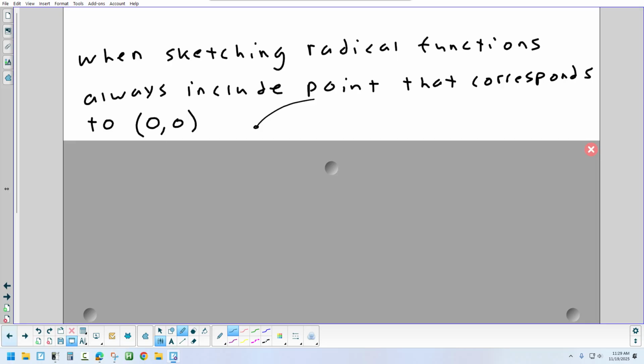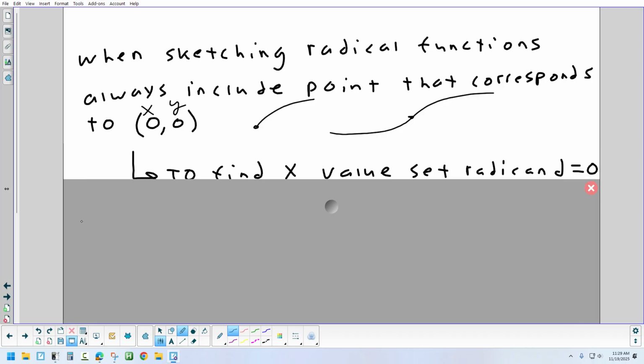If you're doing an odd root, odd roots look more like that. We've got to find the new center point. So I'm going to show you how you find the new start or center point when you're doing a sketch. Let's start with the x value.